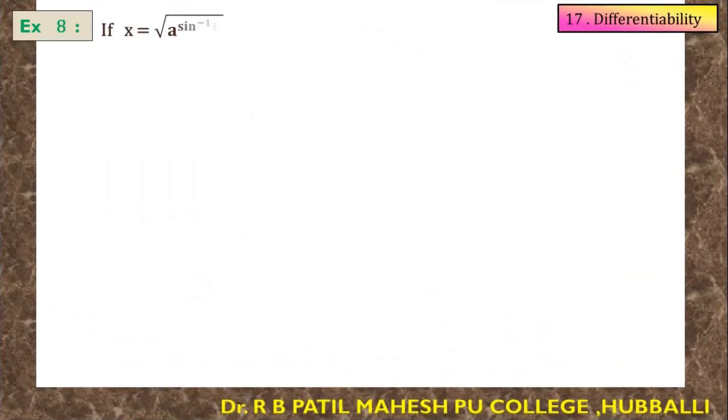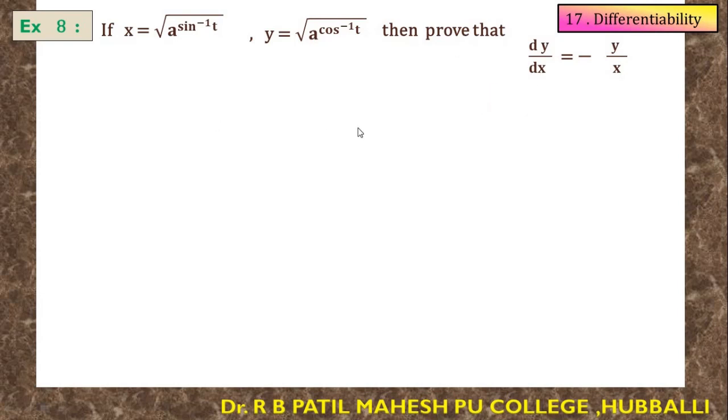Now another example. This is also a very important example. If x equals root of a raised to sine inverse t, y is equal to root of a raised to cos inverse t, then prove that dy by dx equals minus y by x. This example we can prove in two ways. One is following the parametric forms, finding dx upon dt and dy upon dt. Otherwise, simplifying this function, we can easily find dy by dx. In any manner we can find it.